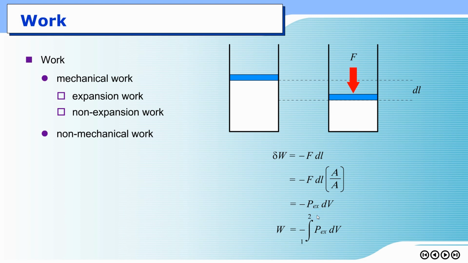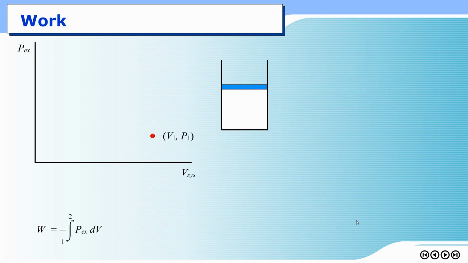Alright, please keep in mind right now we integrate it with respect to volume. So 1 here is supposed to be the initial volume and 2 here would be the final volume. Now if I plot from the equation, if you look at the form of the equation, work can be obtained from the integration of this form. And graphically, this integration means the area underneath the function.